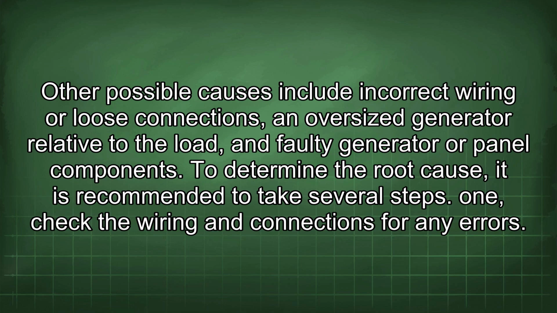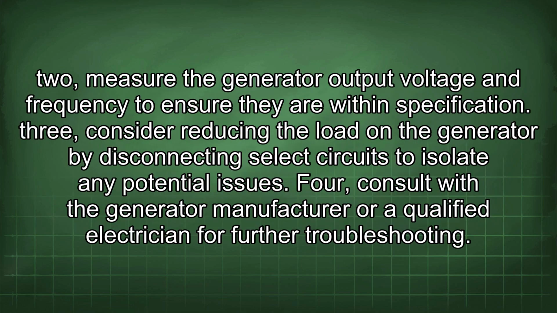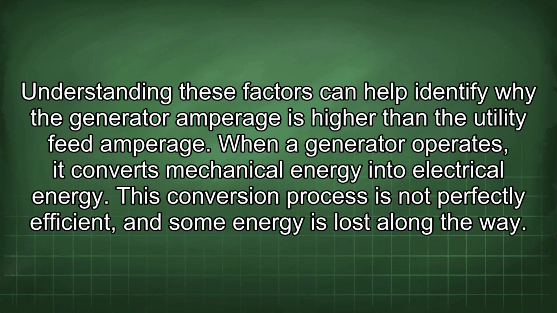1. Check the wiring and connections for any errors. 2. Measure the generator output voltage and frequency to ensure they are within specification. 3. Consider reducing the load on the generator by disconnecting select circuits to isolate any potential issues. 4. Consult with the generator manufacturer or a qualified electrician for further troubleshooting. Understanding these factors can help identify why the generator amperage is higher than the utility feed amperage.